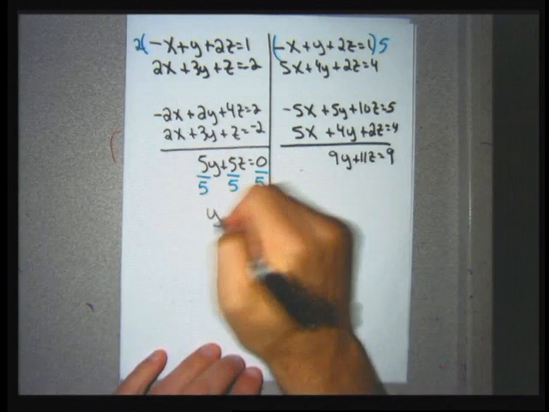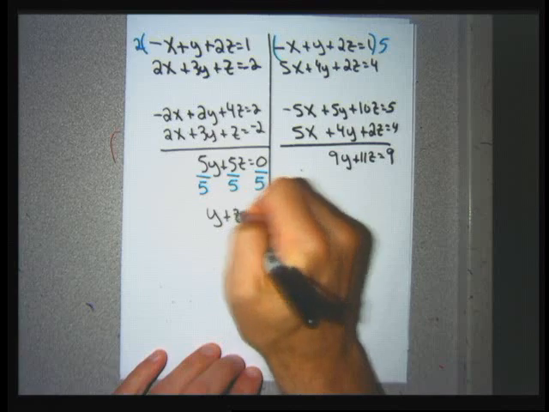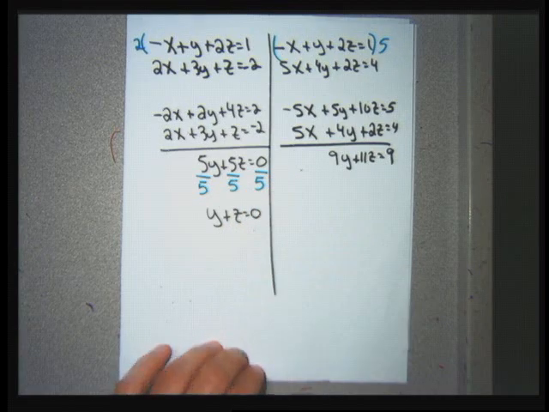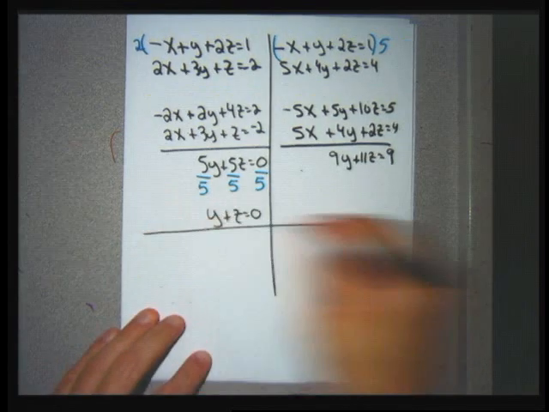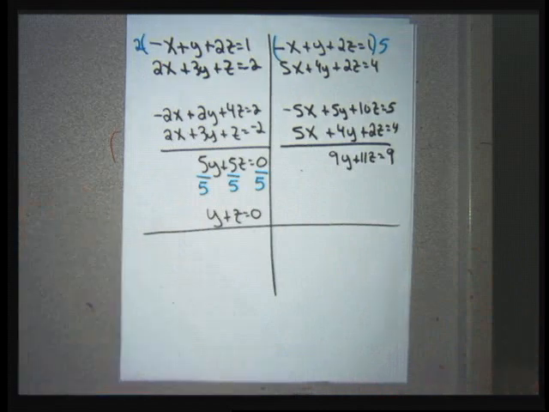If I divide everything by 5, I get y plus z equal to 0. That I can use instead of the 5y plus 5z, and that's probably going to be better. So that's the end of my first step. I paired the top equation with the other two. I dropped out the x's.